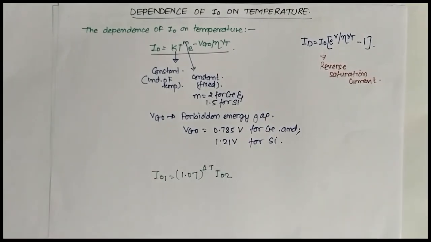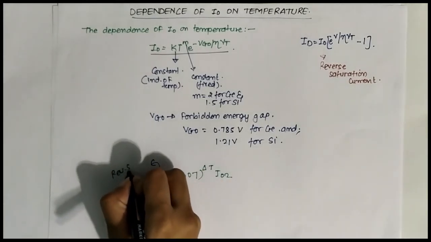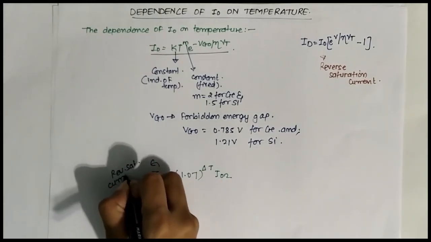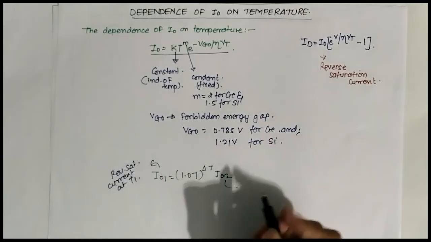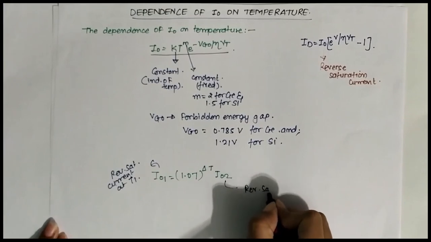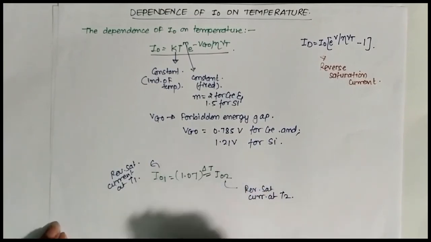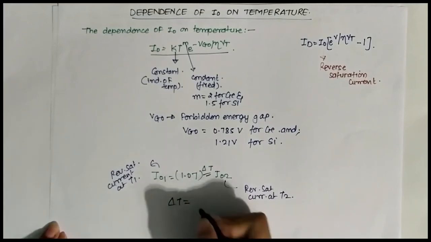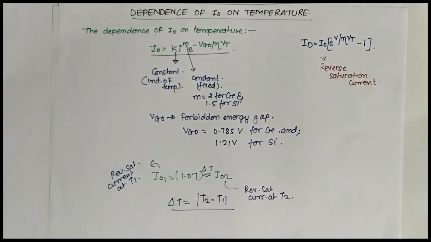Now what is this I01 and I02? I01 is the reverse saturation current at temperature T1, and I02 is the reverse saturation current at temperature T2. Now what do you mean by delta T? Change in the temperature. So mod of T2 minus T1 is delta T. This is the small introduction to the formulas that we need to know while calculating the numerical values.